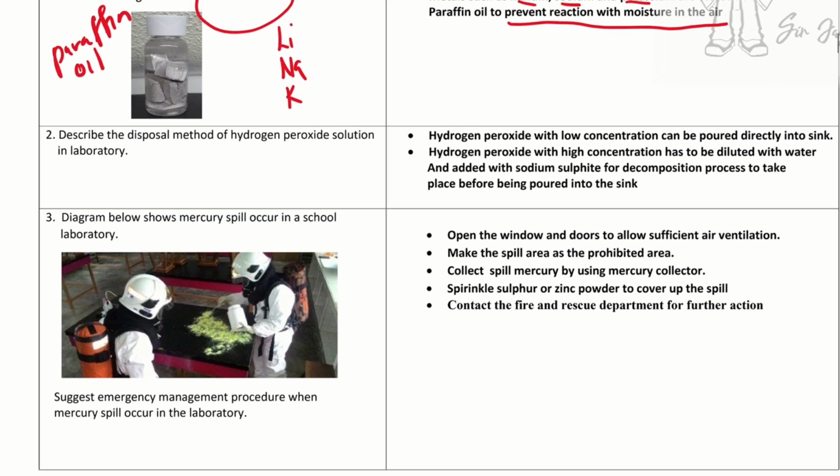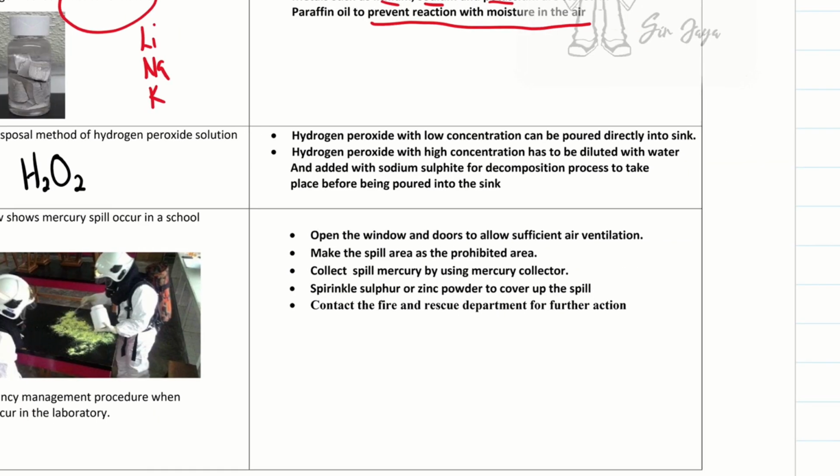Next, the disposal method of hydrogen peroxide. Hydrogen peroxide is a colorless solution, formula H2O2. Hydrogen peroxide with low concentration can be poured directly into the sink. We do not need to dilute the lower concentration of hydrogen peroxide. However, hydrogen peroxide with high concentration has to be diluted with water and added with sodium sulfate for the decomposition process to take place before we pour it into the sink. So please remember the procedure.